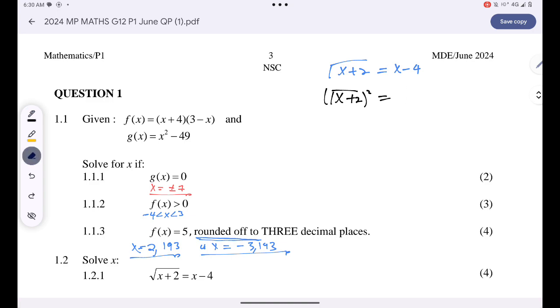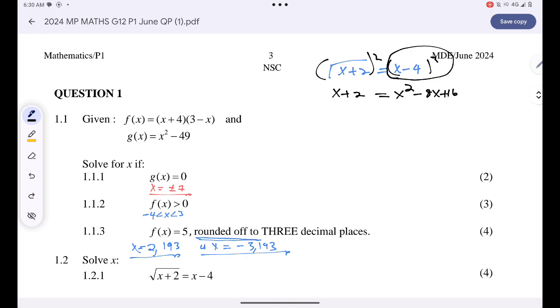Let's just square both sides. I'll end up having x plus 2 is equal to, yes, you can multiply these two brackets, x minus 4 and x minus 4, and then multiply out the brackets. You will end up having x squared minus 8x plus 16. Are you together? And then please make sure that your equation is in standard form. You'll have x squared minus 8x plus 16 is equal to 0.